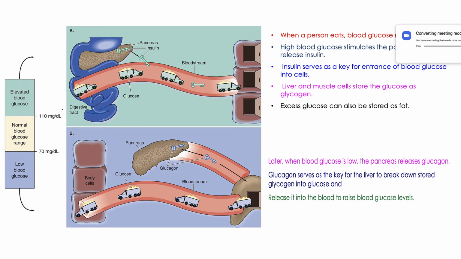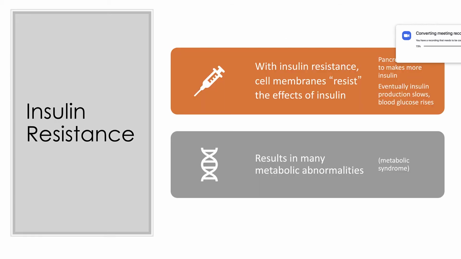We talked about the difference between insulin and glucagon, how insulin lowers blood sugars and glucagon raises blood sugars. Insulin resistance can be part of the metabolic syndrome when cells resist the insulin that the pancreas is producing. So you can have normal blood sugars, but still be developing diabetes.